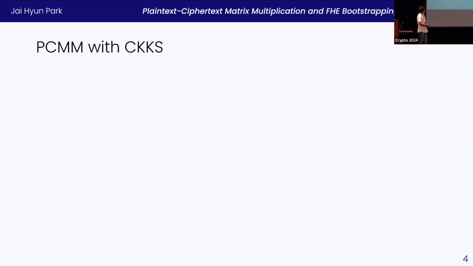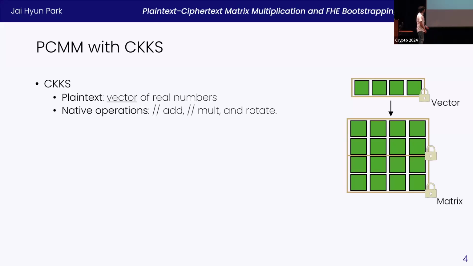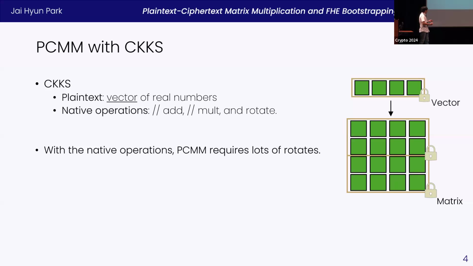Okay, when we do PCMM with CKKS, let's see what happens. Before delving into detail, I want to briefly introduce what CKKS is. In CKKS, we encrypt a vector of real numbers, so there are several numbers in a single ciphertext. The native operations supported by CKKS are component-wise parallel addition and multiplication, and rotations, which rotate the vector inside the ciphertext. When we try to implement PCMM with CKKS, it sometimes requires several ciphertexts to store large matrices.